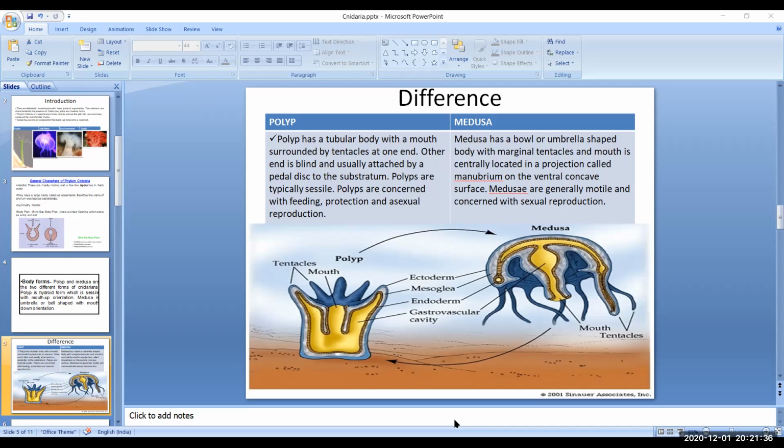In the first lecture, we studied the general introduction and some characters of phylum Cnidaria. In the second lecture today, we will study the body forms, the polyp and the medusa form. What are the differences between the two body forms found in Cnidaria? Below is a diagram of polyp and medusa.